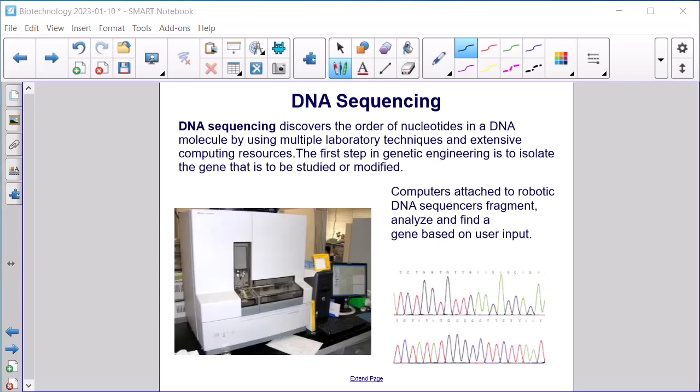DNA sequencing. DNA sequencing discovers the order of nucleotides in a DNA molecule by using multiple laboratory techniques and extensive computing resources. The first step in genetic engineering is to isolate the gene that is to be studied or modified. Computers attached to robotic DNA sequencers fragment, analyze, and find a gene based on user input.